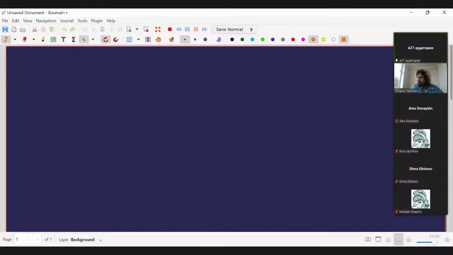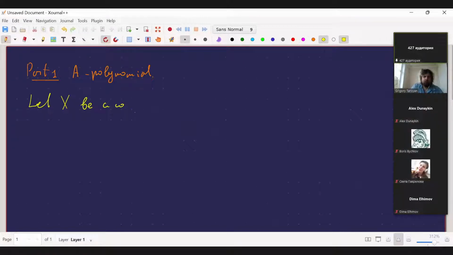Today I will talk about the A-polynomial, FK invariants, and something around it. Okay, so part one, the A-polynomial. Let X be the complement of a normal bundle to a knot inside of a 3-sphere.